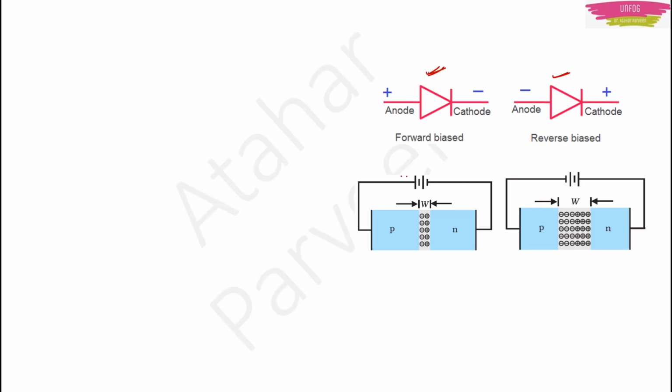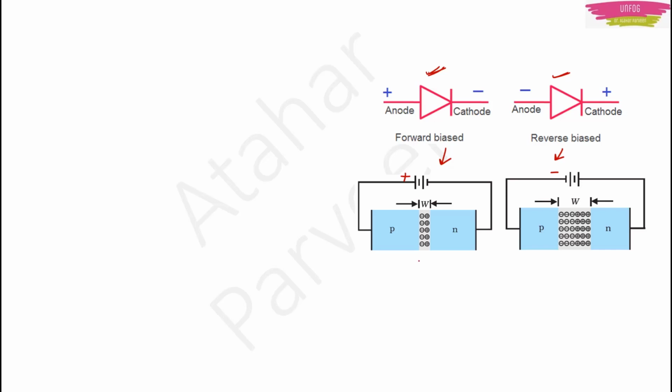The anode should be connected to the positive terminal. Then it is a forward bias PN junction diode. If the P type, that is the anode, is connected to the negative terminal of the battery, then it will be a reverse bias. Okay, this you have to remember.